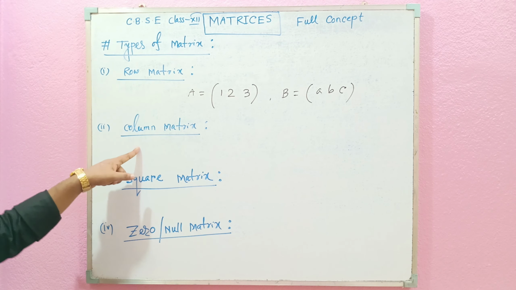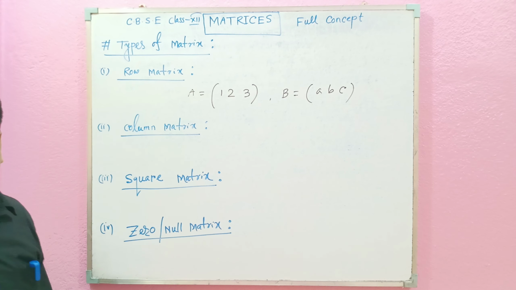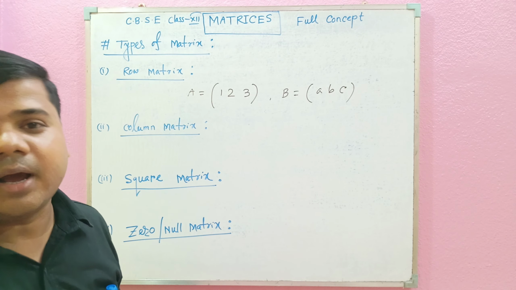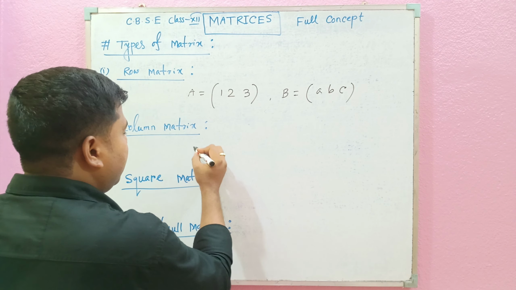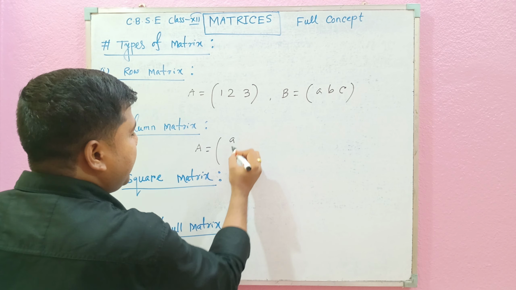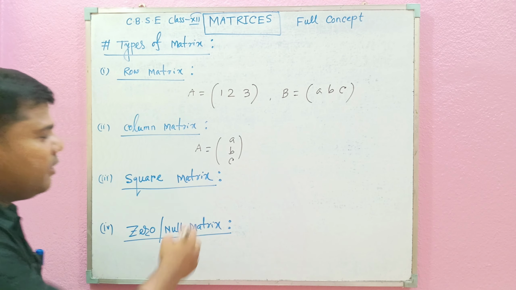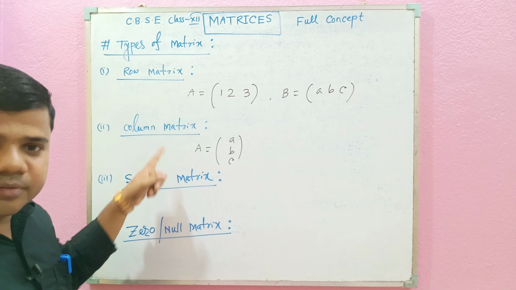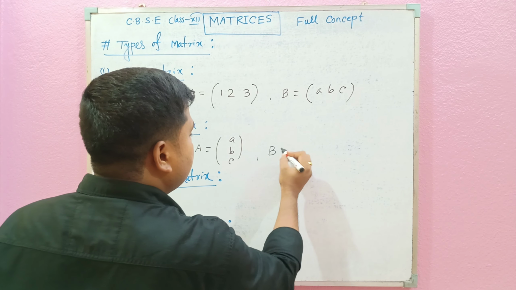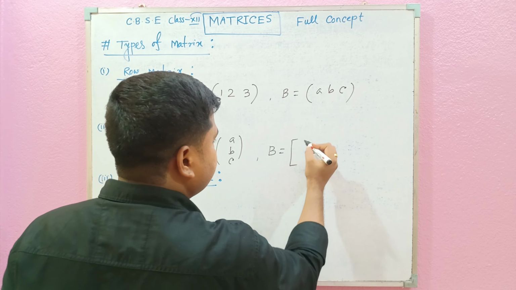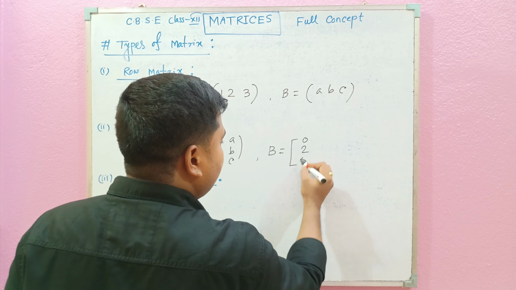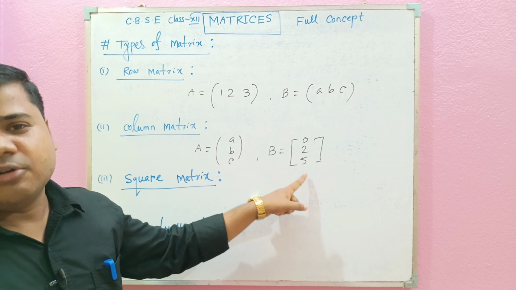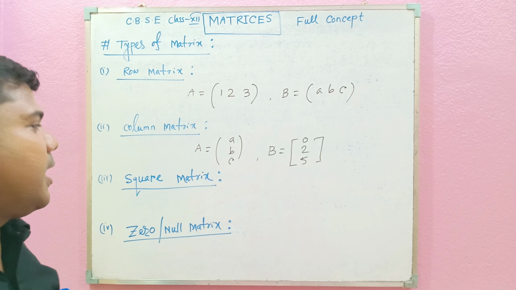Next, column matrix. A matrix is said to be a column matrix if it has only one column. For example, A is equal to A, B, C arranged in a column. Here, the number of columns is 1, so this is a column matrix. B is equal to, suppose, 0 and another entry. Here the number of columns is 1, so this is a column matrix.